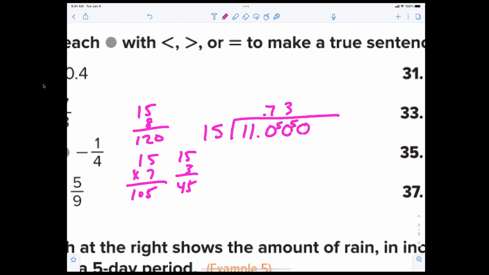Uh-oh. So now what? It repeats. Do you agree? Is everybody with me on this? It repeats. So because it repeats, the repeating symbol goes over just the what? The 3. So it's 0.73 repeated. You good on this now? All right, that's kind of an annoying one, but I'm glad we did it.